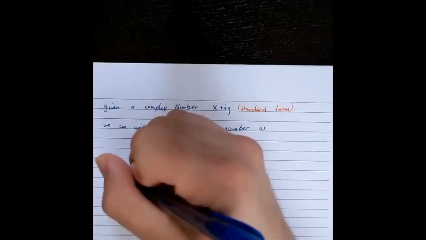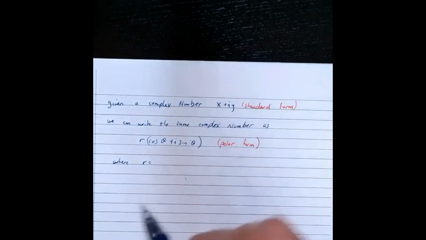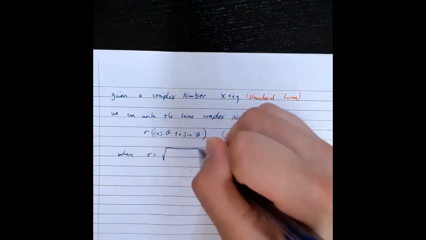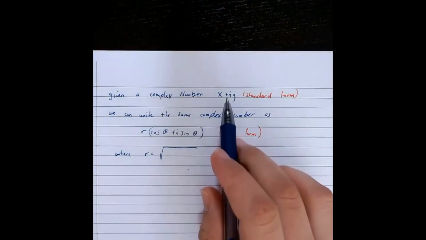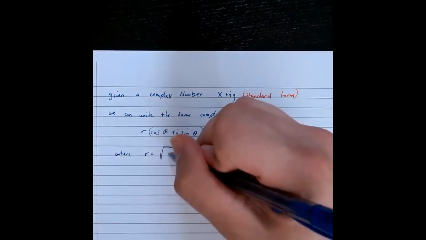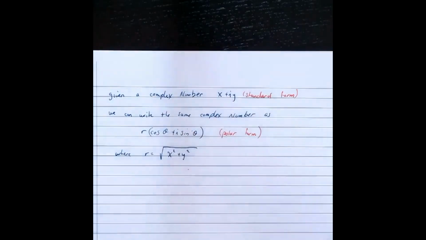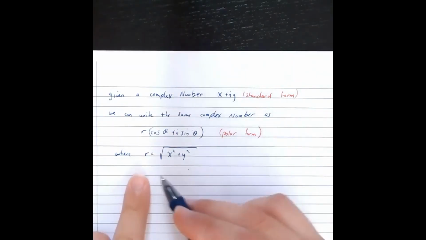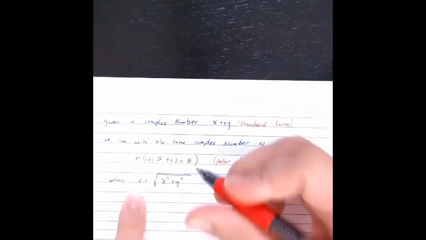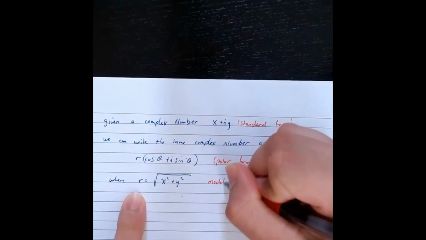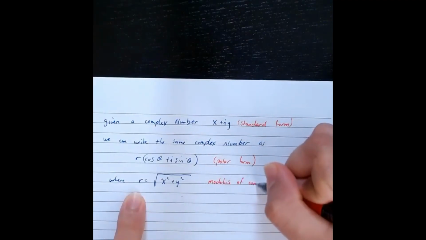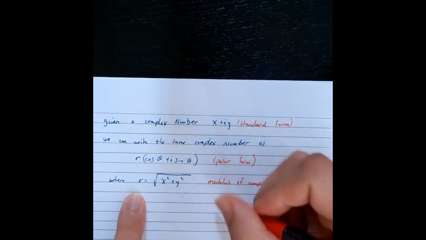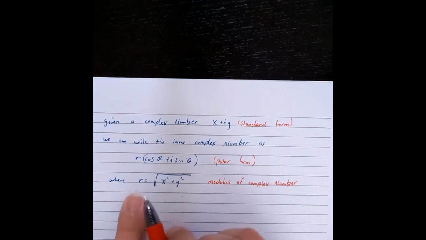Here, this r is the magnitude of the complex number, and that's given by the square root of, well, the same way we always find the magnitude of a vector. Take the sum of the squares of the two components. So here that would be x squared plus y squared, like this. Whenever you're dealing with the magnitude of a complex number, this is called the modulus of the complex number, and it's just the magnitude of the vector, r.